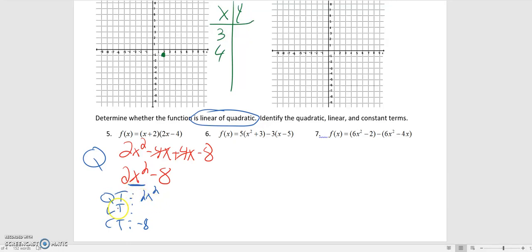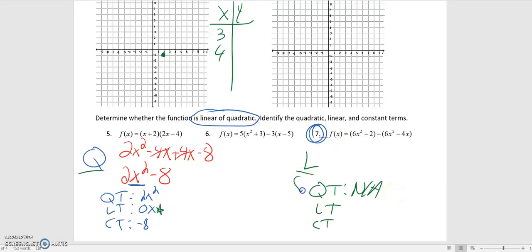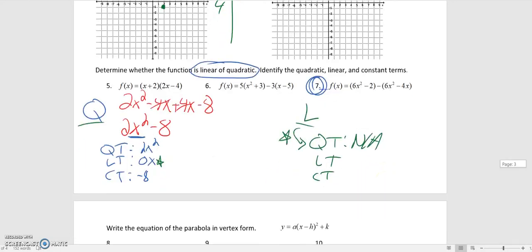Reminder that most of the time, if you don't have a term, like I don't have a linear term here, I'm just going to call it 0. Unless, for example, number 7, this is going to work out to be linear instead of quadratic, in which case when you're listing the 3 terms, your quadratic term is actually going to be NA, because if you had a quadratic, then we would have called it quadratic. But because we don't have one, it's linear and you just count that out. All other circumstances, you should be saying 0, but under this one single circumstance, you get to say NA, but all other answers should be 0.